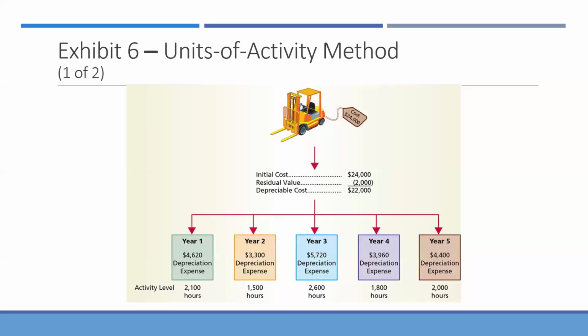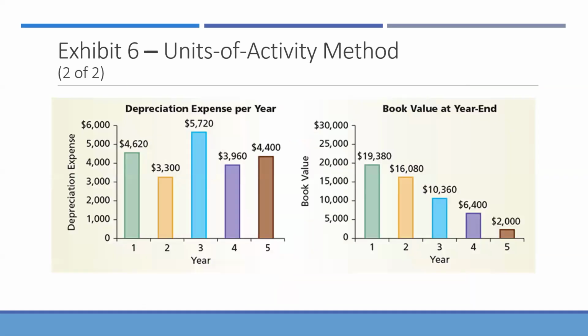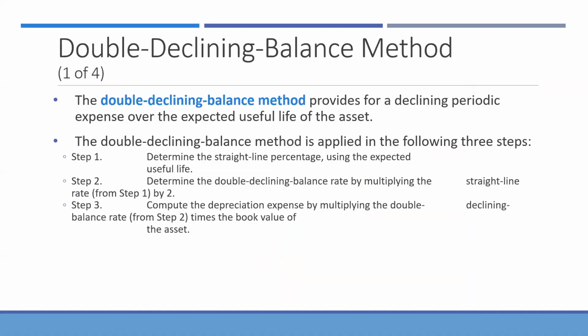I like this method. It makes sense to my brain. But yeah, see, so the expense is different in each year, and then the amount that the net book value goes down is also different in each year, based on the activity. And then the double declining balance method.